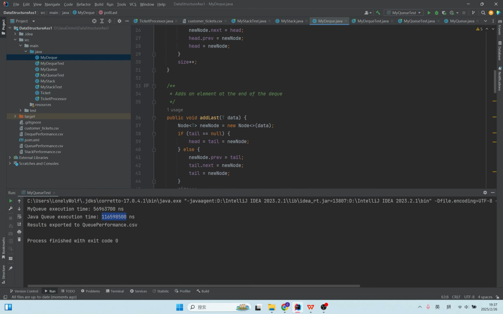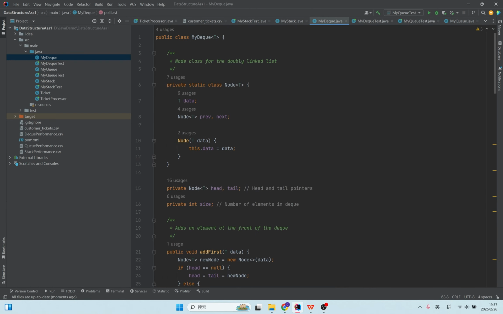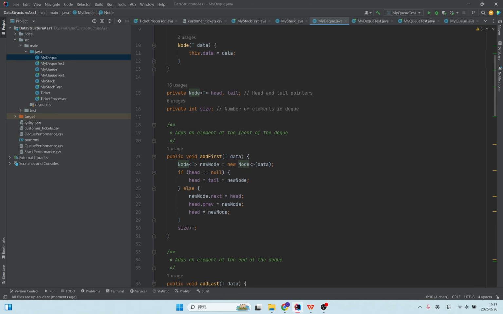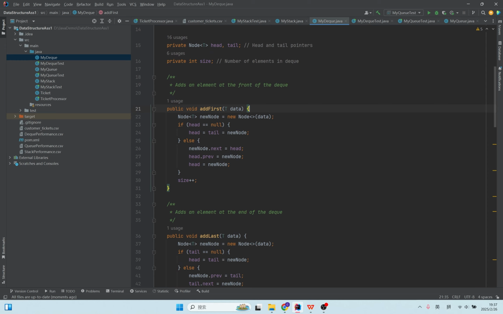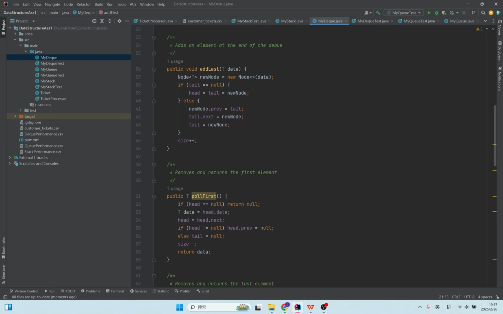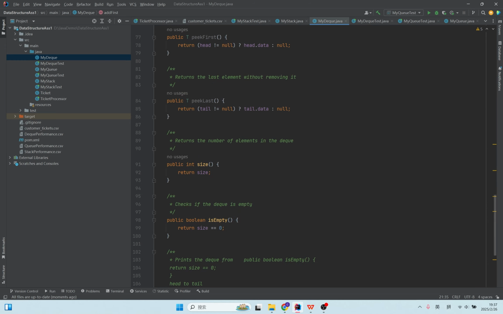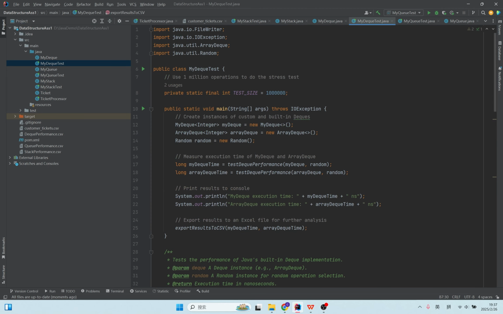And then this is my deque. It also uses the node, just the head and the tail. So there are addFirst, addLast, pollFirst, pollLast, a lot of methods, and then let's test its efficiency.